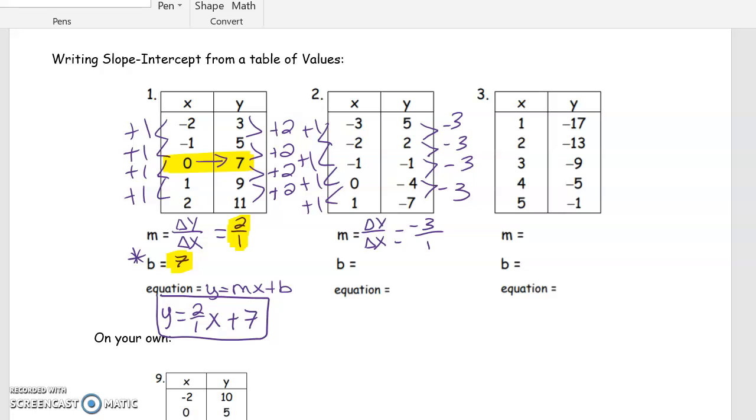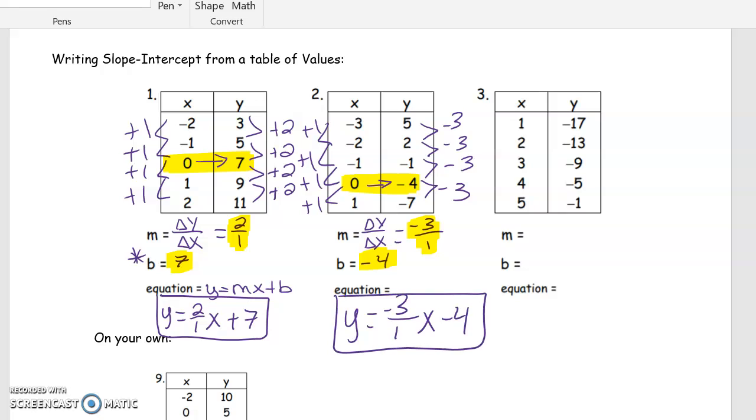Now we need to find our b value. So again, our b value is wherever x is equal to 0 on our table, and our b value is the corresponding y. So in this case, that would be -4. And I want to take my m, take my b, and write it in slope-intercept form. So my equation would be y equals -3 over 1x minus 4. And again, if you want to write -3 over 1 as just -3, that is fine too.